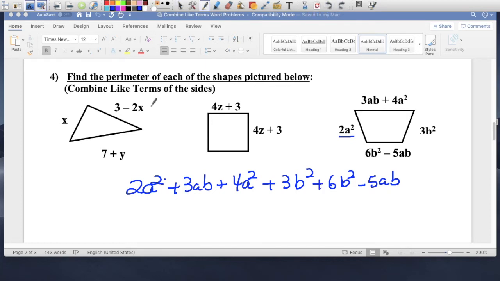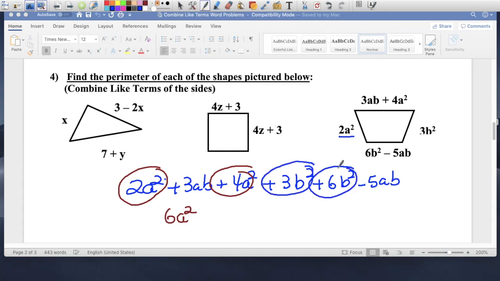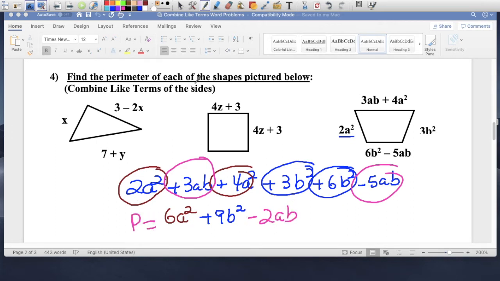And I'm going to combine like terms. So a squared, is there anybody a squared? There's one right here. 2a squared plus 4a squared is 6a squared. Next, I'm going to do the b's. There's a b squared and a b squared. So plus 3 and plus 6, so plus 9b squared. And then do I have a 3ab? There's a 3ab here and a 3ab here. So 3ab minus 5ab is negative 2ab. And that's my preliminary.